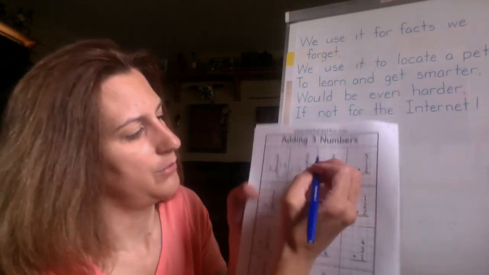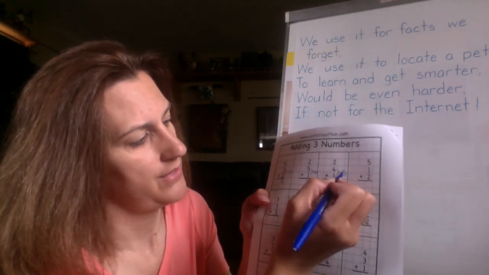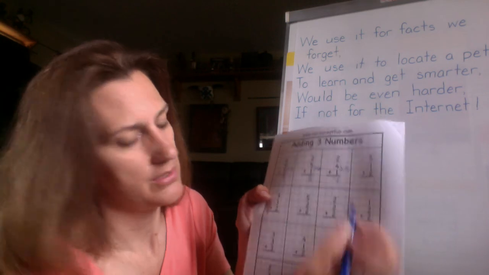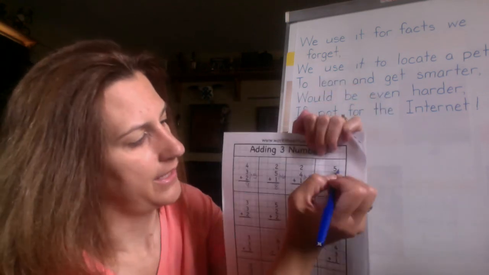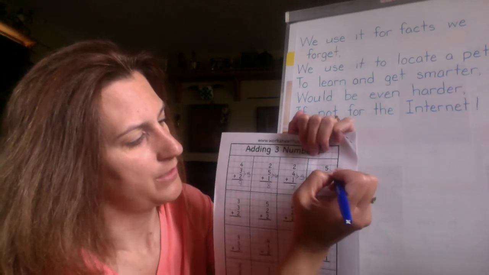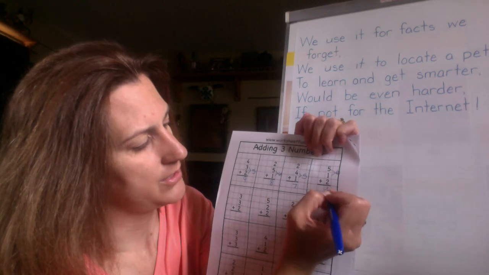Okay, again, here I'd probably go easier. 4 plus 1 equals 5, 5 plus 2 equals 7. Okay, here, again, I would probably go here. 5 plus 1 equals 6, 6 plus 2 equals 8.